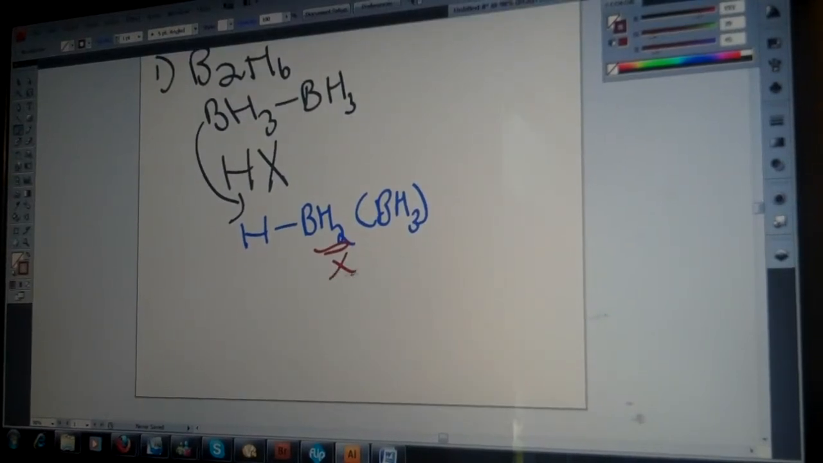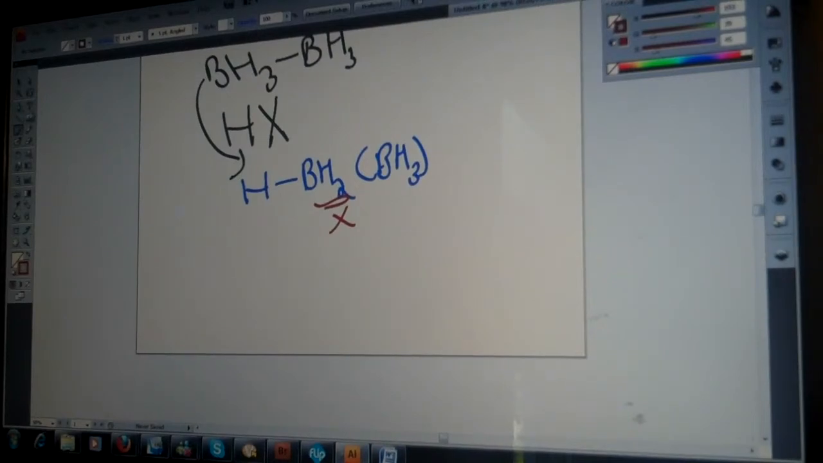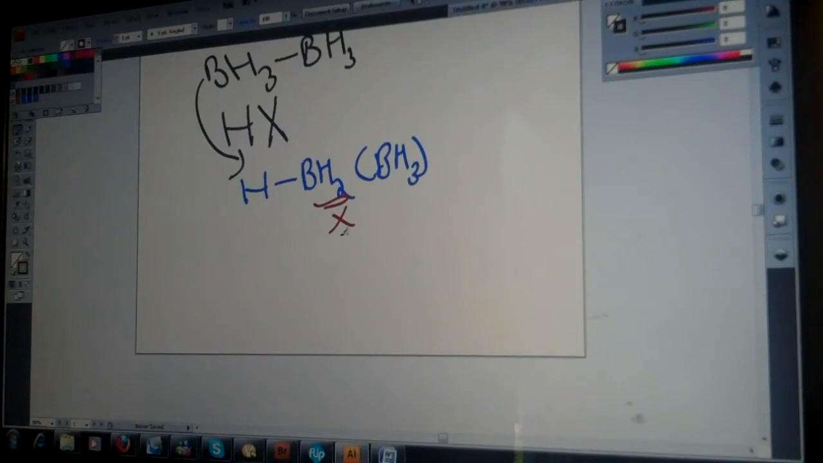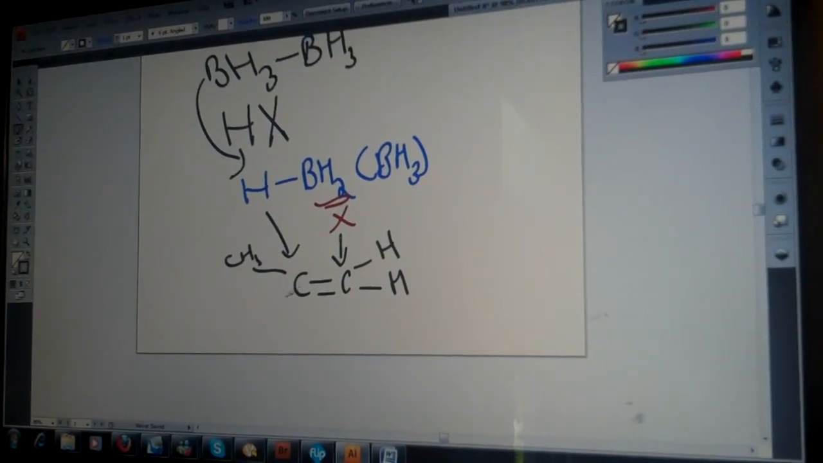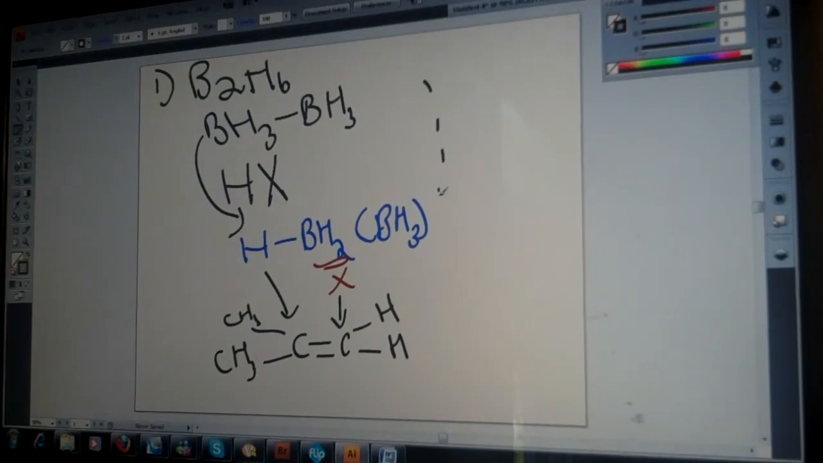So because this is anti-Markovnikov, this BH2, which looks like the halide group or represents the halide group, is added first to the side with the most hydrogens. Right? It's added to the side with the most hydrogens because this is anti-Markovnikov, and the hydrogen is added to the side with the least hydrogens, or you could say the most R groups. So this is what happens. I'll just do it in the corner here.